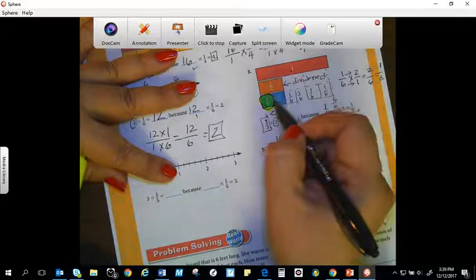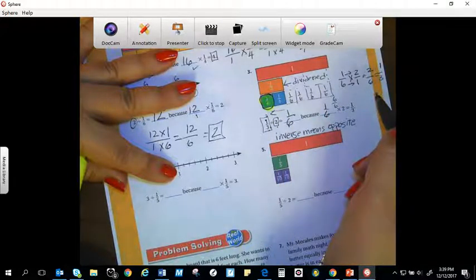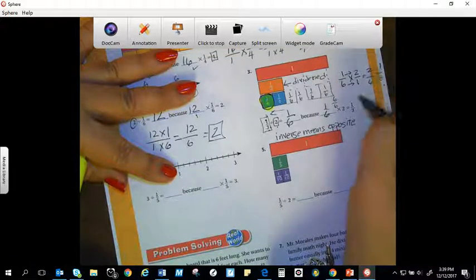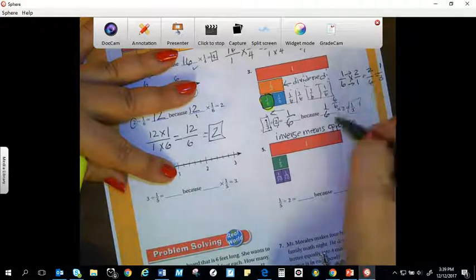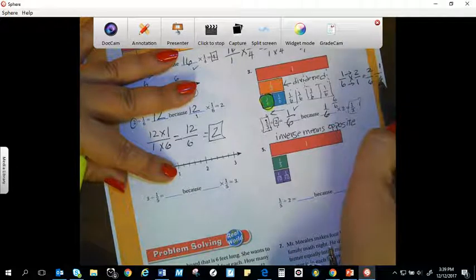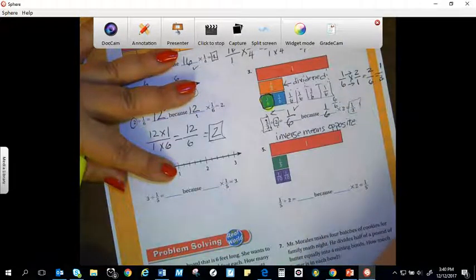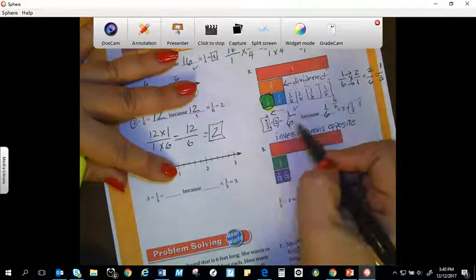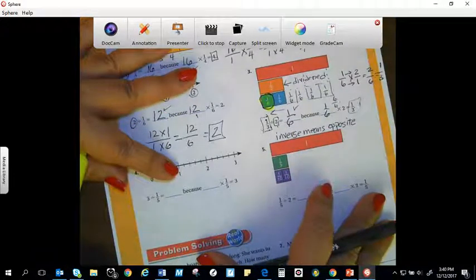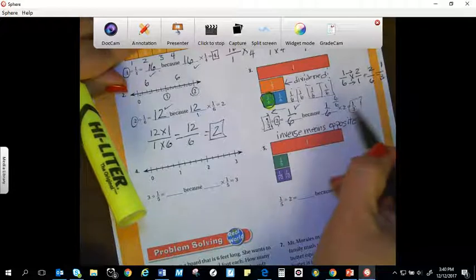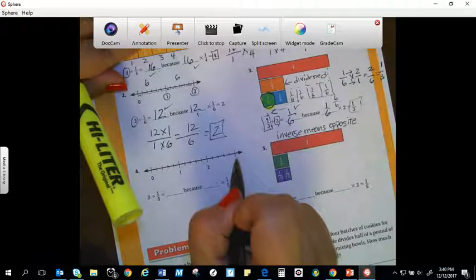And so did I end up here as the same as here? So my answer is correct at 1/6 because I originally started off with my 1/3. Okay, so I know my answer is right, because if I had 1/6 twice, it would be equivalent to 1/3.